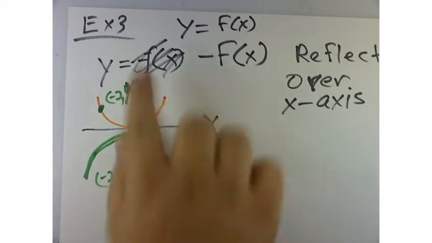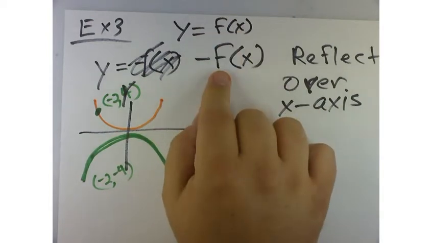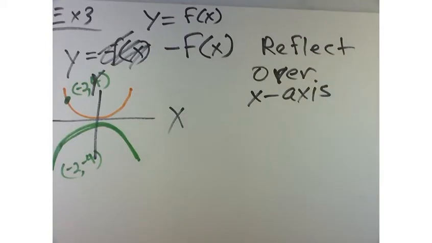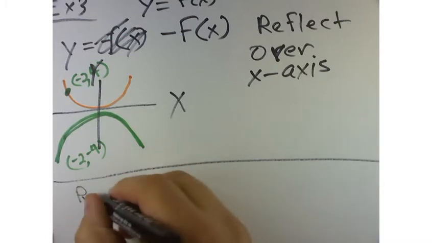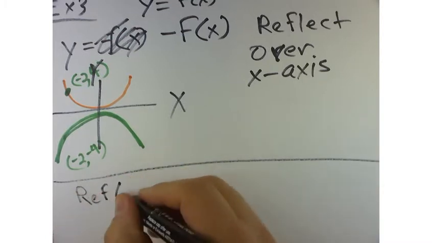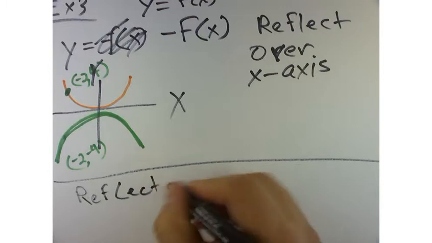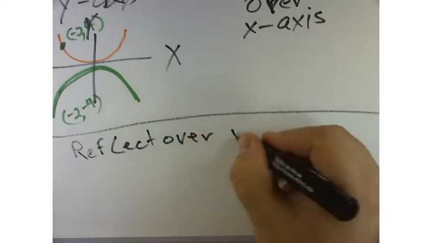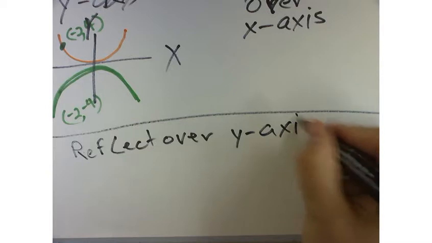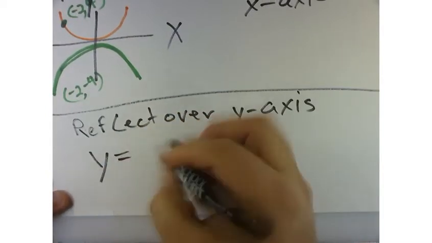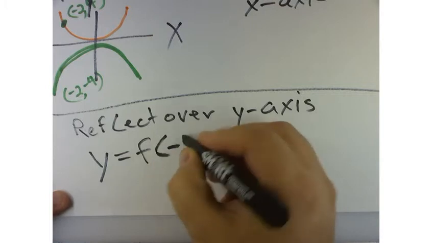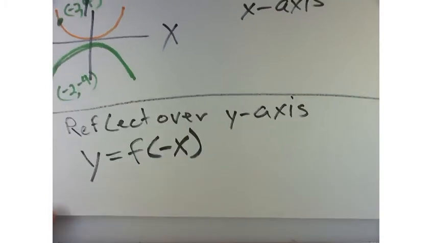So whatever f of x is, I'm just going to take the negative of that, and that's how you reflect over the x-axis. Now to reflect over the y-axis is a little different. So if I wanted to, say, reflect over y, I would do it a little different. I would say y is equal to f of the negative x value. So then what I would do is I would take the negative of the x value.